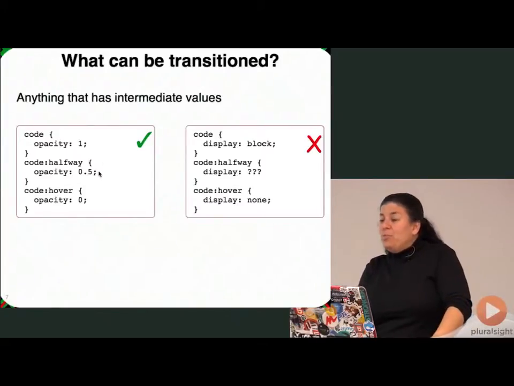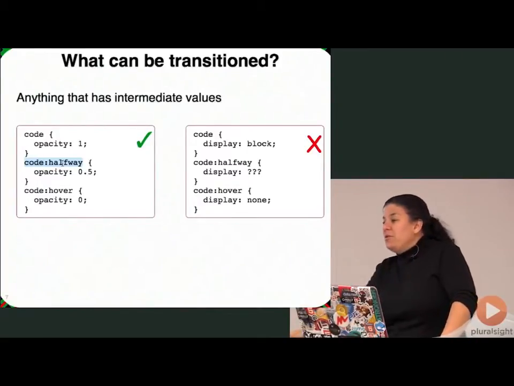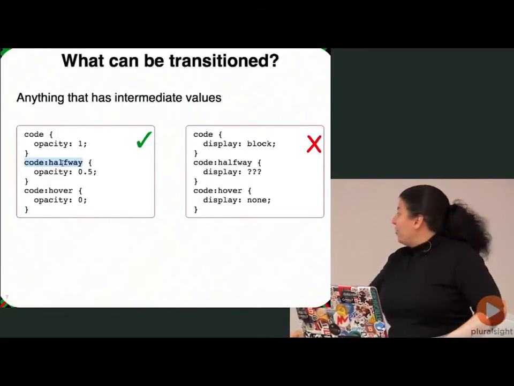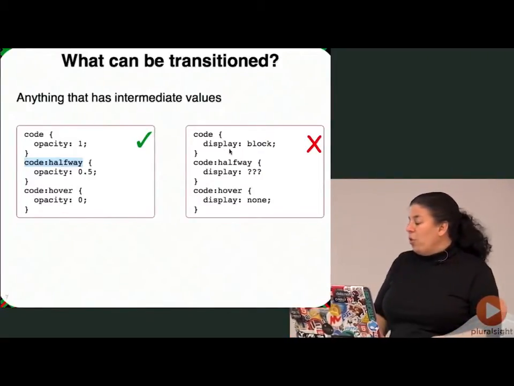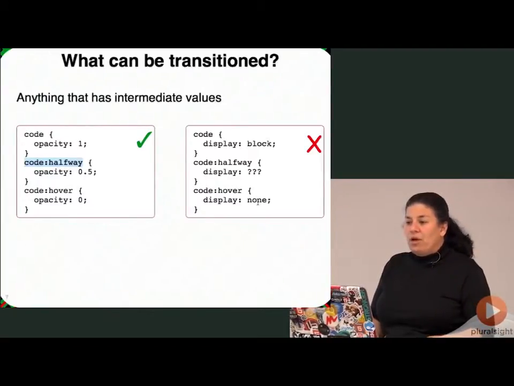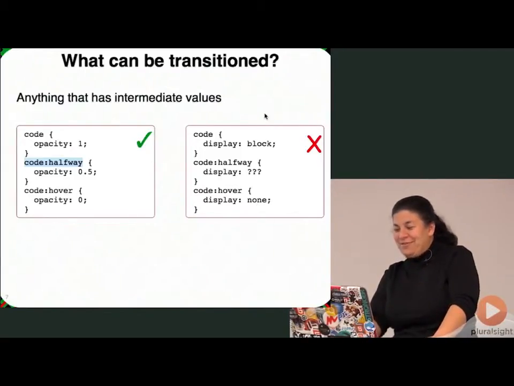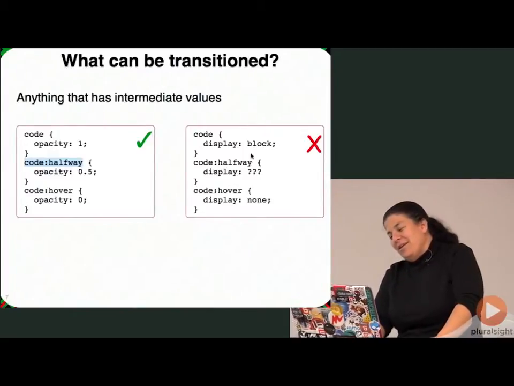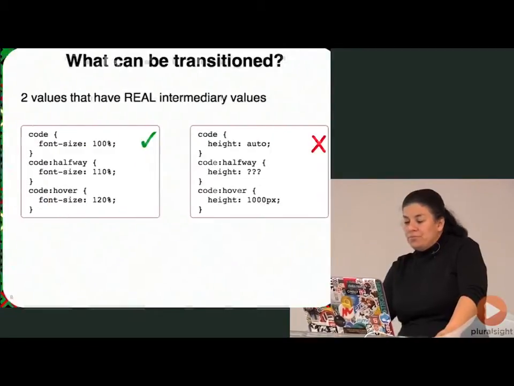Okay, so the midpoint is 0.5. So this is not a real pseudo class. I made it up. So don't use it in production. But it's just to explain a point, which is the halfway mark is 0.5. Whereas code display block to display none, what is the midpoint between block and none? What? Half a block. Which is how much I exercise every day. So no, there's no midpoint, so you can't transition it right now.